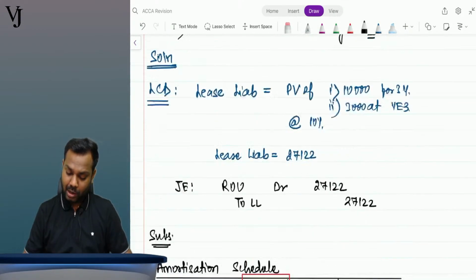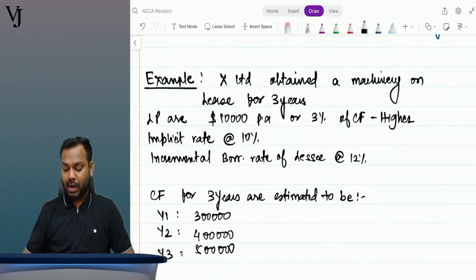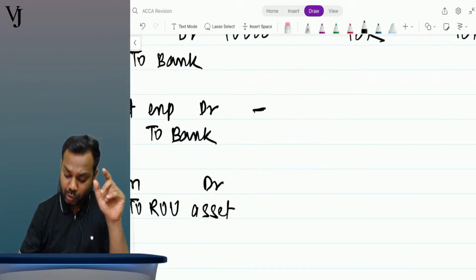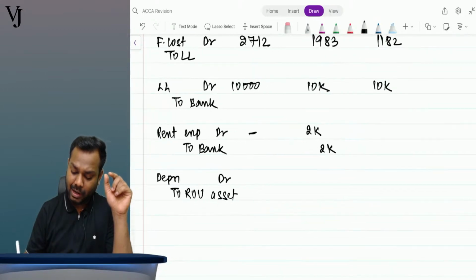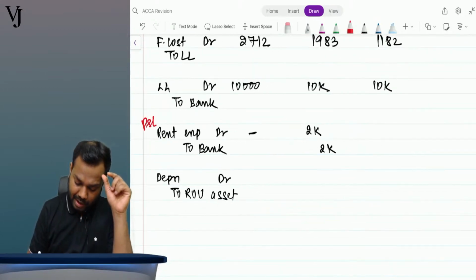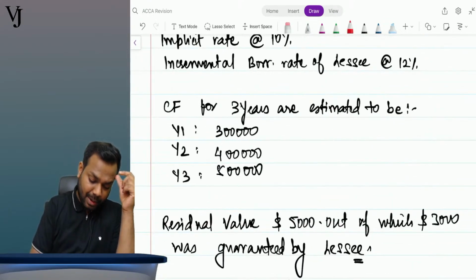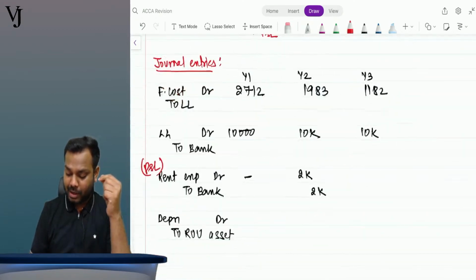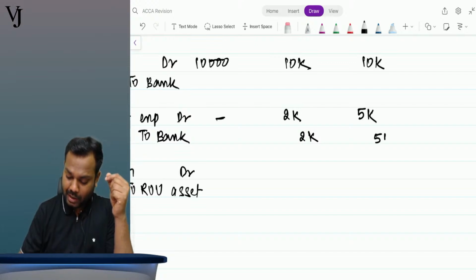Now second year: 400,000 into 0.03 is 12,000. So we paid 12,000, but what was considered as part of lease liability is 10,000. So extra is 2,000. This 2,000 I will record as rent expense in P and L. Third year, how much we have paid? 500,000 multiplied by 3% is 15,000, but we have considered 10,000 as part of the lease liability. So I will transfer 5,000 to P and L as rent expense.